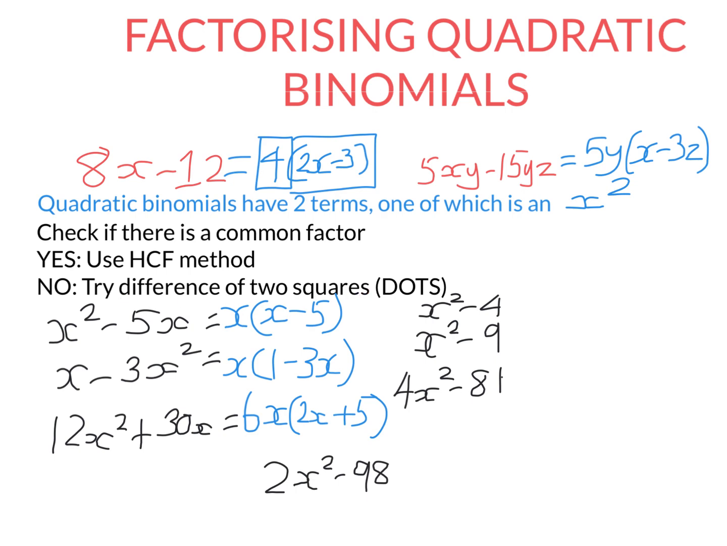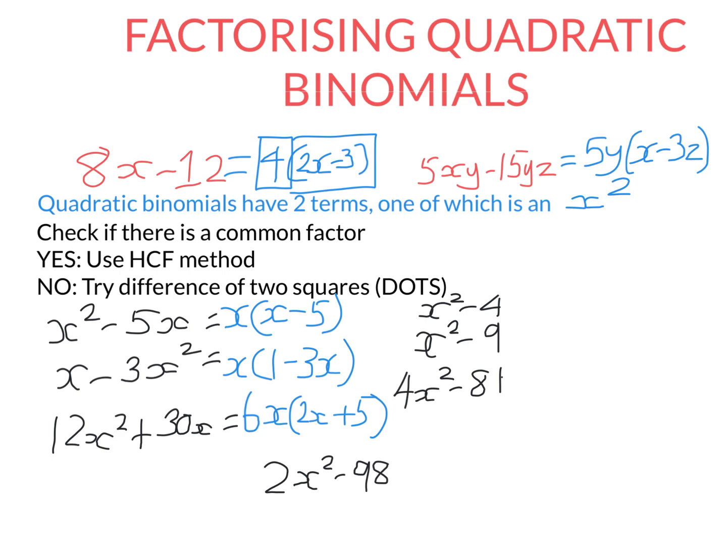So difference of two squares is when you have a perfect square minus a perfect square. So in maths, difference means minus. X squared is a square, 4 is a perfect square because it's 2 squared, and we're minusing. So difference of two squares. That's a method you try when HCF doesn't work.